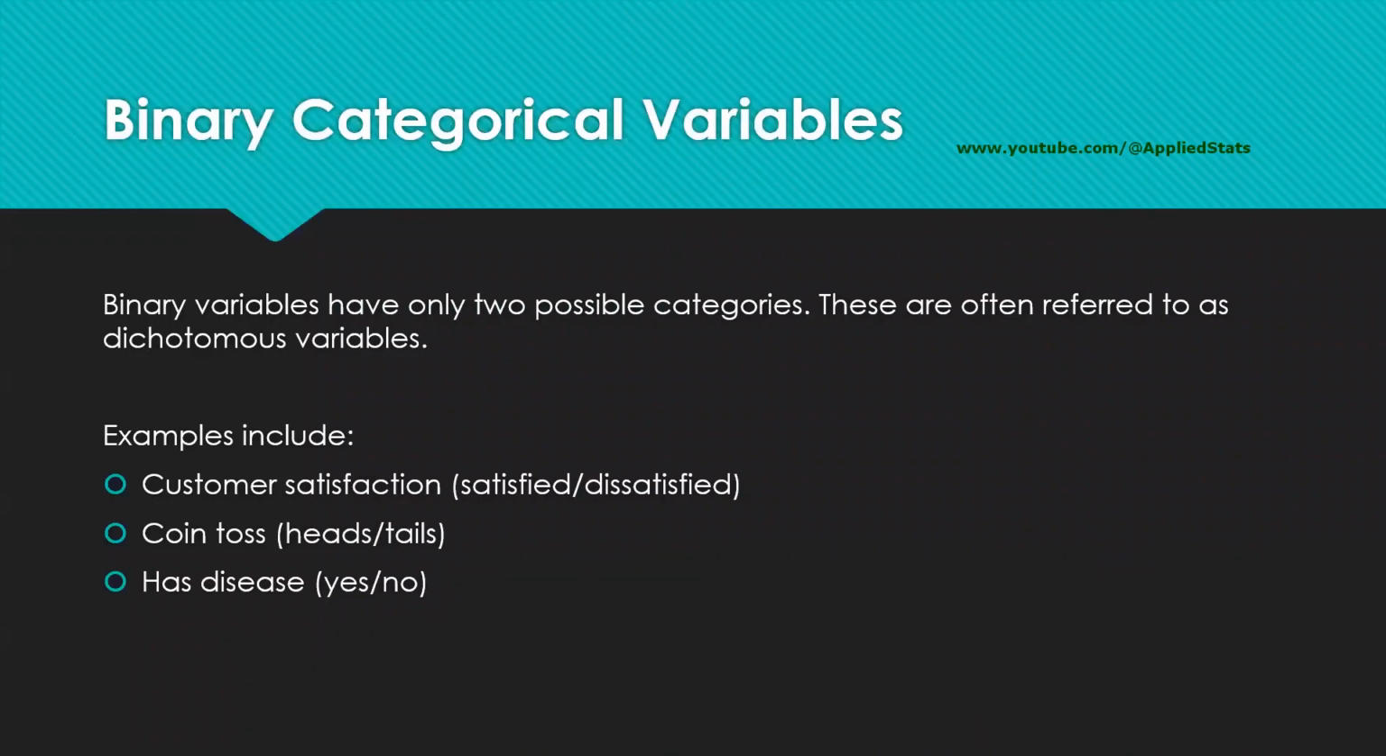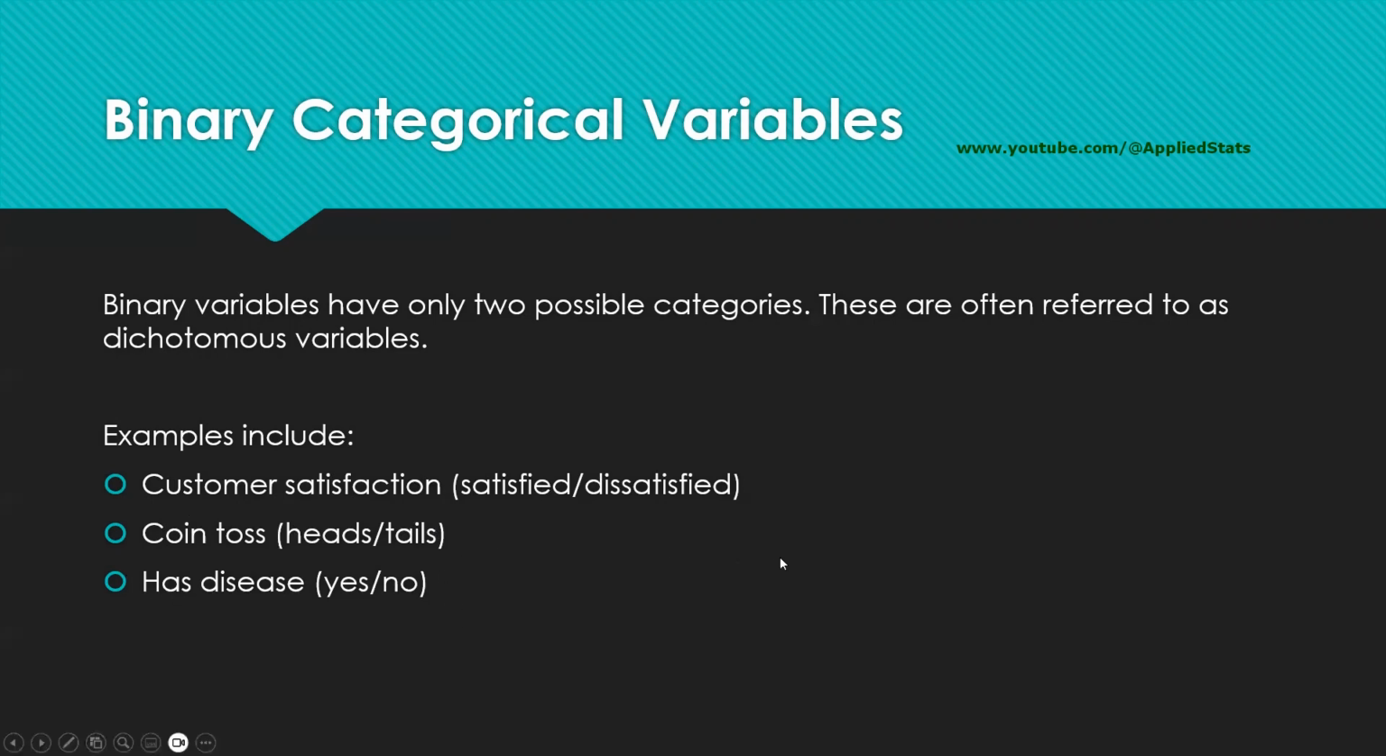Binary categorical variables have only two possible categories, only two, not more and not less. And we also call them dichotomous variables. Examples are customer satisfaction, satisfied or dissatisfied, a coin toss, which has only two possible outcomes, and having a type of disease, which is yes or no. So only two possible outcomes.